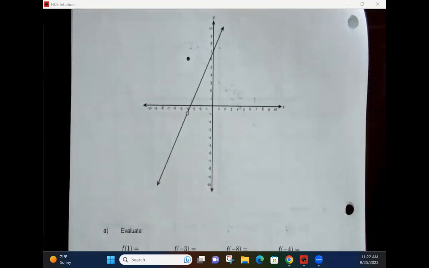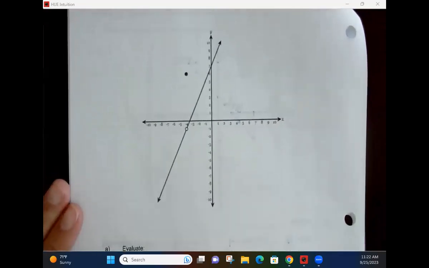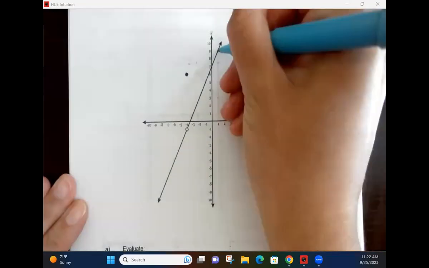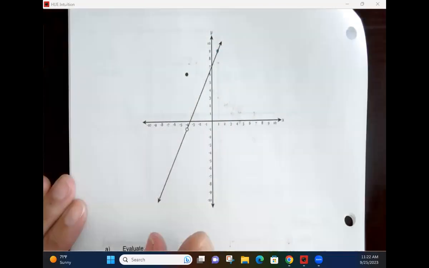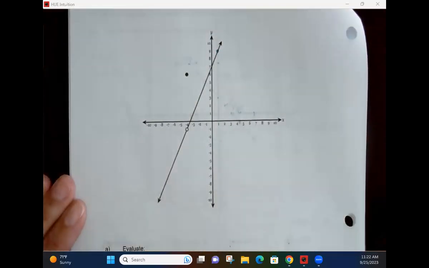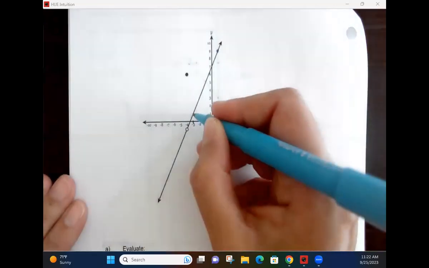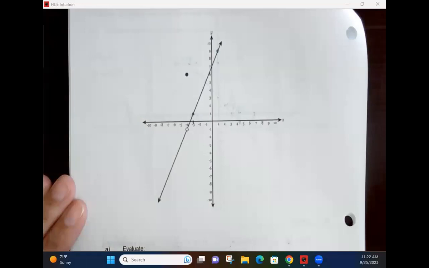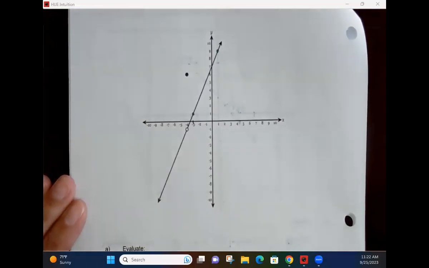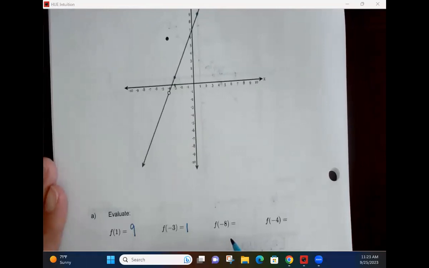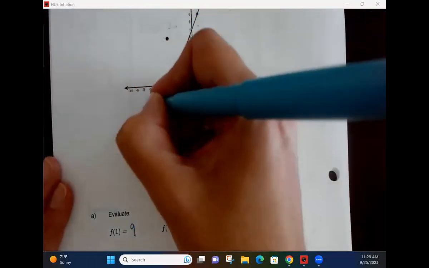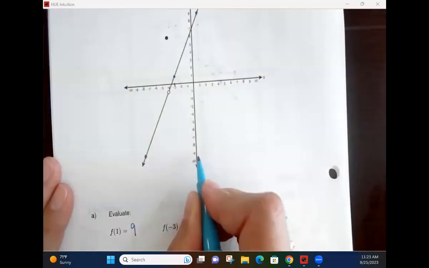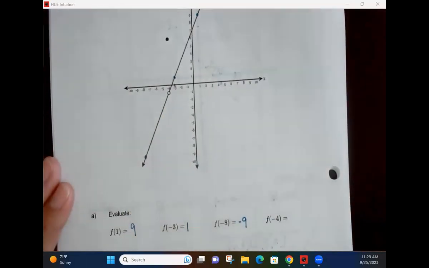Alrighty, let's take a look at these. Most of us seem like we were doing just fine with the evaluate part, but then we got maybe a little hung up on the domain piece. So let's start with the evaluating. F of 1, so when x is 1, y is 9. F of -3, when x is -3, y is 1. F of -8, when x is -8, follow that to my graph, and y is -9.